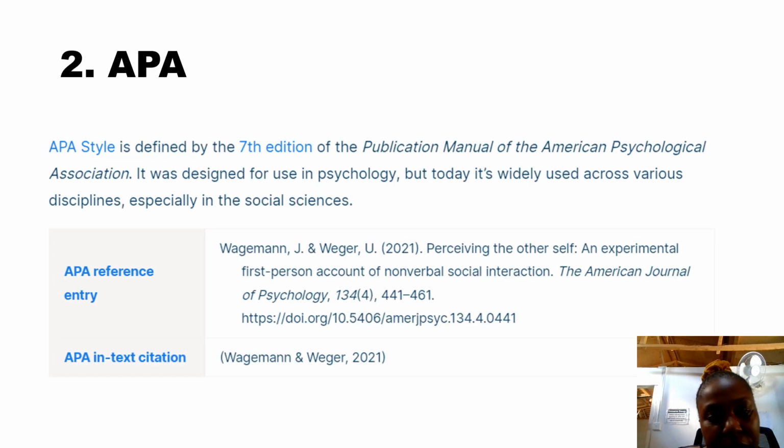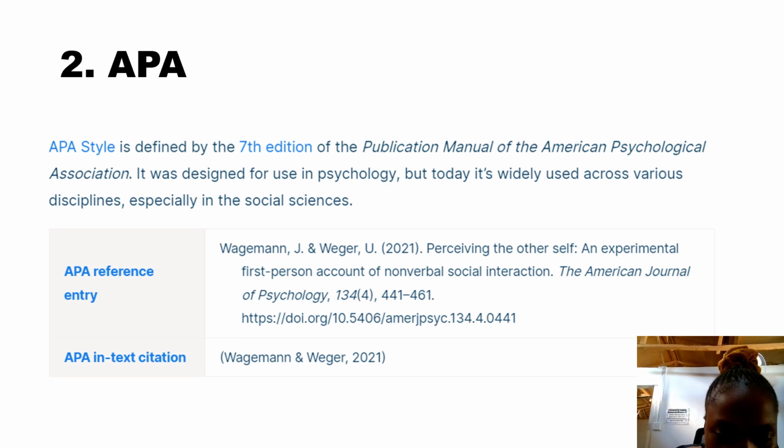Then for the APA, which is the one recommended for you, that one is the American Psychological Association style. So when you write reference, you write like this. The name, you see the name of the authors, Wagman J, Wega U, the year, the name of the article.